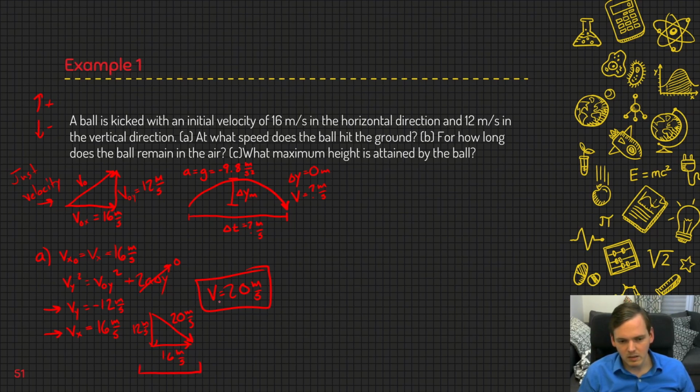Okay, so part B, how long does the ball remain in the air? Well, we need to solve for a t, and we could do that with my y direction stuff. Yeah, we will have to use the y direction stuff, sorry. I thought we had the distance, but we don't. So if I'm going to use my y information, I'm going to start with this kinematics equation.